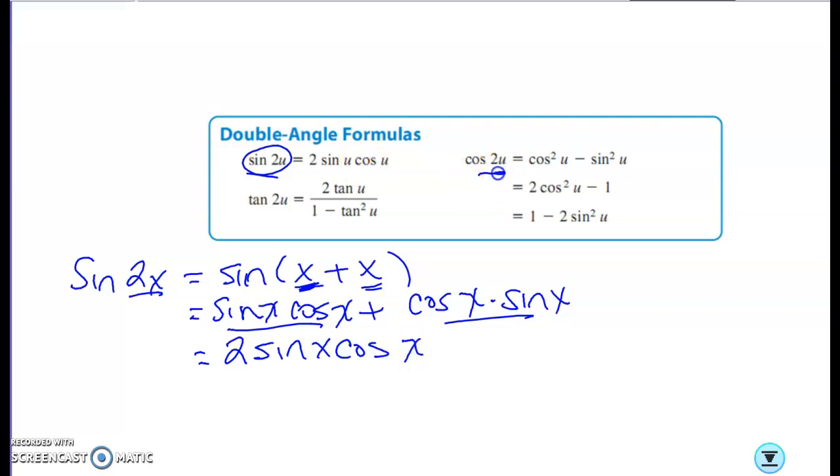The double angle for cosine can be found the same way, and if you do the same verification, you would get this first one here, which kind of reminds you of the Pythagorean identity. The other two versions come from the Pythagorean identity. What they did to get this one is in for sine squared, they put in 1 minus cosine squared. And to get this third one here, in for cosine squared, they put in 1 minus sine squared. You're going to use the best formula for whatever situation you're in at the time. And then the tangent is going to be found by taking the tangent of u plus u, which is, again, our double angle identity for tangent expanded.